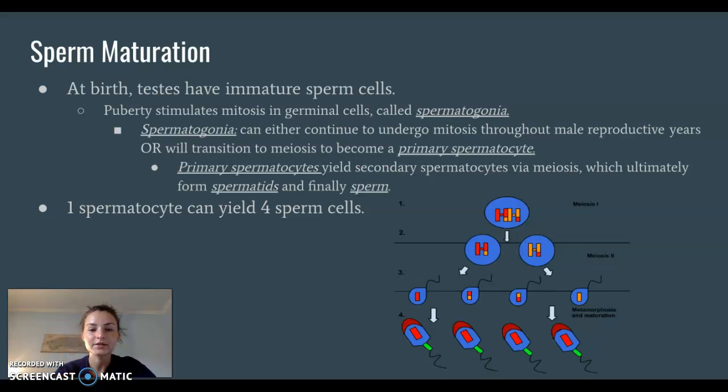So from the primary spermatocyte, another round of meiosis occurs, and then the secondary spermatocytes are yielded, and then ultimately, following a pretty similar process, the secondary spermatocytes will yield spermatids, which will finally mature into sperm. So as you can see from the diagram in this image, one spermatocyte can yield 4 sperm cells.